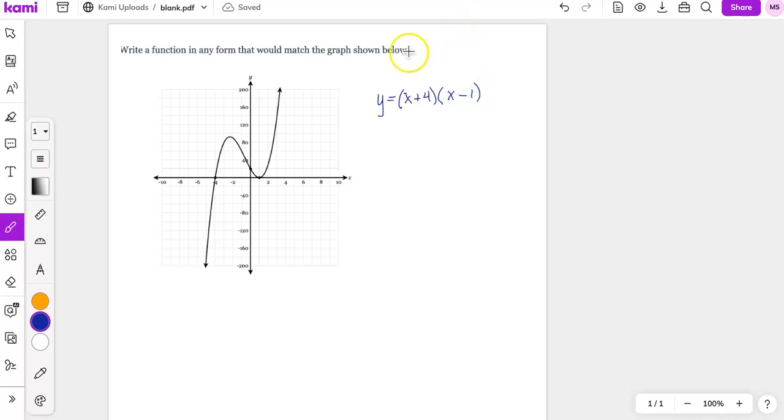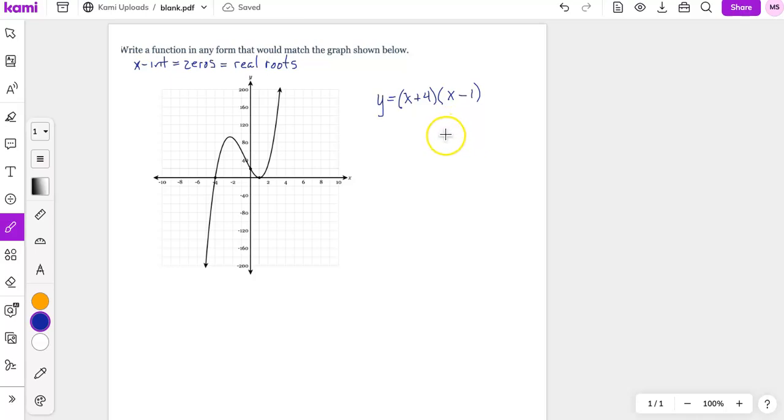So remember, x-intercepts and zeros are the same thing. X-intercepts are the same thing as zeros, and they're also called the real roots. Sometimes teachers will just call them roots, but the better terminology is real roots. So this is the graph so far, okay?